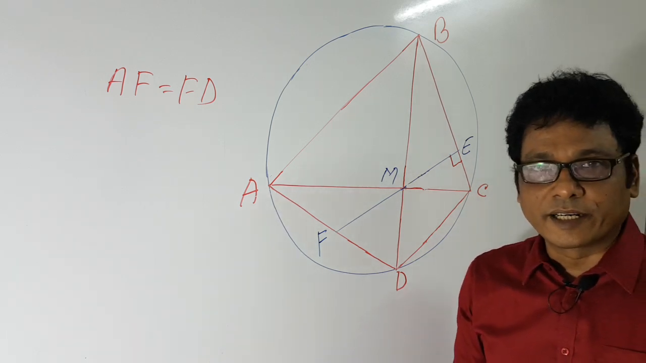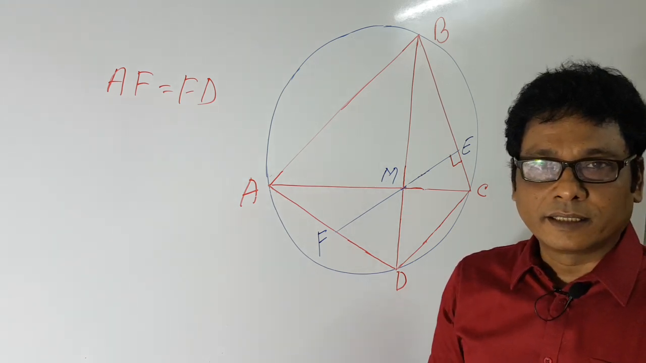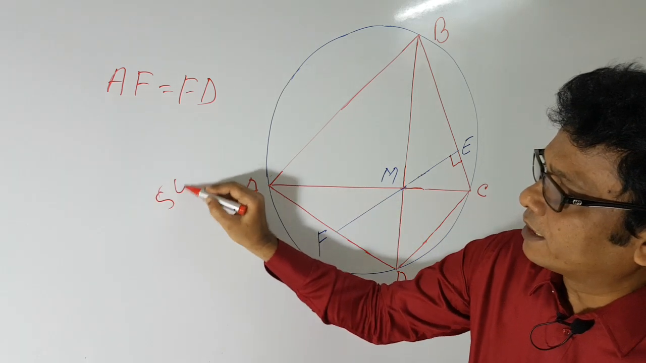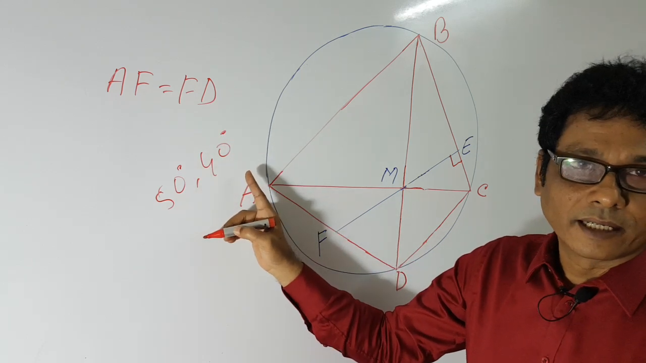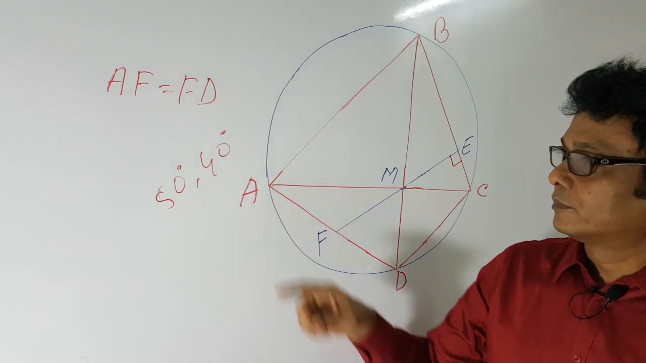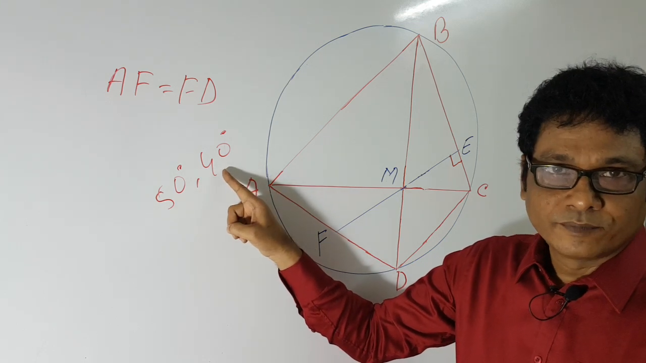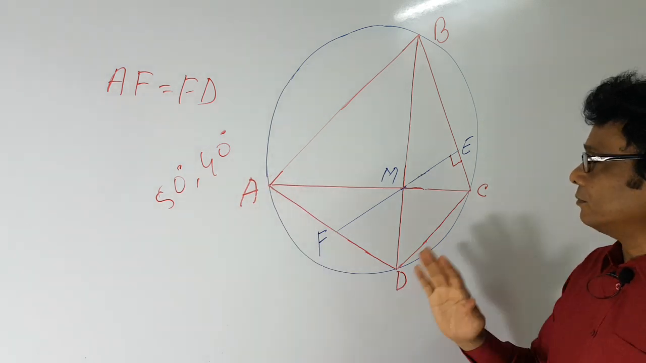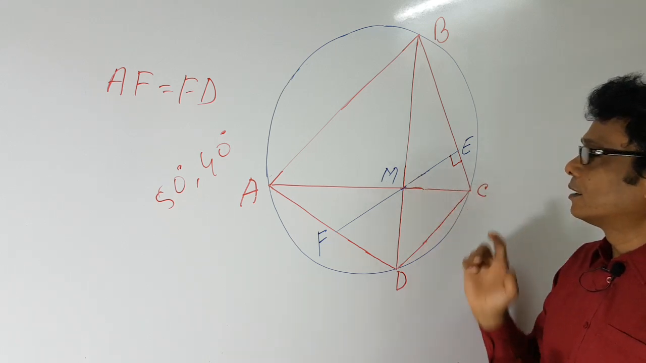What is a complementary angle? If the sum of two angles is 90 degrees, then they are called complementary angles. That means a 50 degree angle and a 40 degree angle are complementary angles because the sum of these two angles is 90 degrees. The complementary angle of 50 degrees is 40 degrees, and the complementary angle of 40 degrees is 50 degrees. Finally, this plus this is 90 degrees, so they are complementary angles.